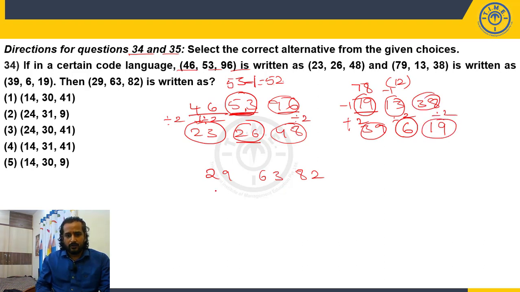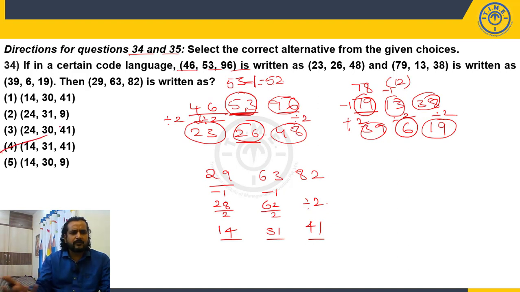19. So 29, what do I have to do? First minus 1. So it should be 28 divided by 2, which is 14. 63, so odd number, minus 1, so 62 divided by 2, 31. 82 is an even number, so directly divide by 2, 41. 14, 31, 41. Which option? Choice 4 is 14, 31, 41. So this is one kind of question. You just need to understand the code given here and answer the question.